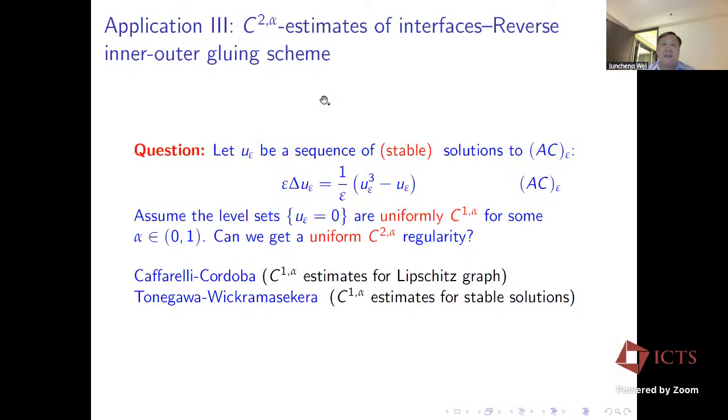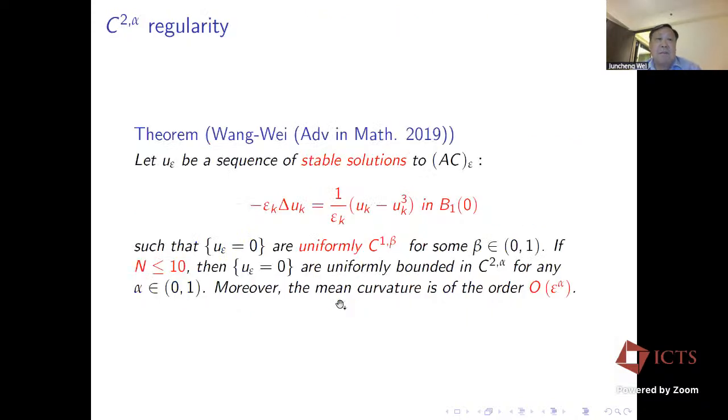Now the third application is the C^{2,alpha} estimate. For stable solutions of the Allen-Cahn equation, Caffarelli and Córdoba proved the C^{1,alpha} estimate for Lipschitz graphs, and Tonegawa and Wickramasekera proved the C^{1,alpha} estimate for stable solutions. The question is, can we get a C^{2,alpha} estimate for stable solutions? For Lipschitz graphs we have the C^{1,alpha} estimate, and for stable solutions in the general case we also have the C^{1,alpha} estimate. With Kowalczyk, we prove that this is possible and get a C^{2,alpha} estimate.